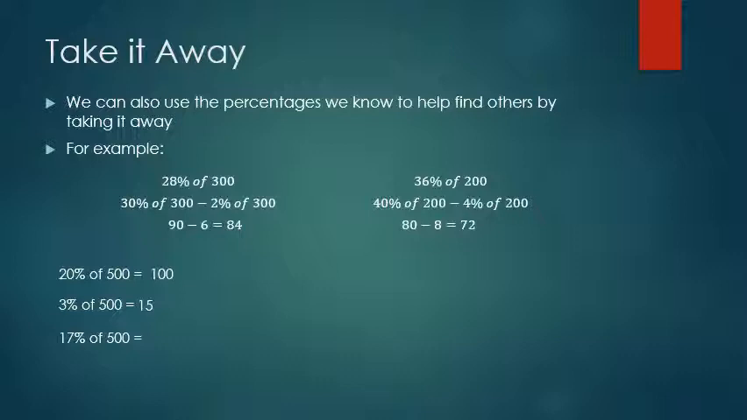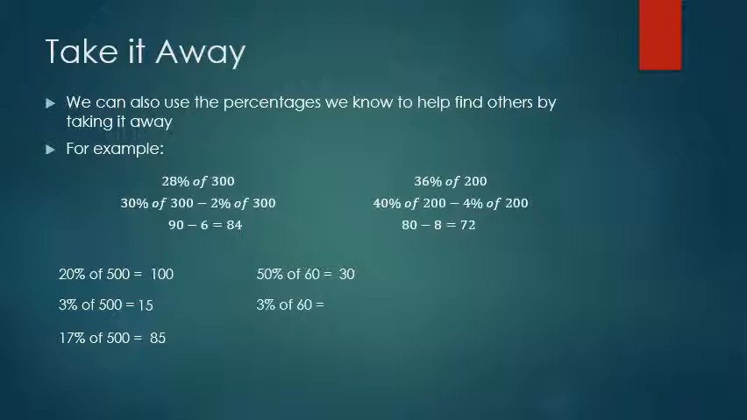So since 20 take away 3 would be 17, 17% of 500 would just be 100 take away 15, which would be 85. Let's try another one. 50% of 60. So remember, to find 50% of a number, we just cut it in half. So 50% of 60 is 30.